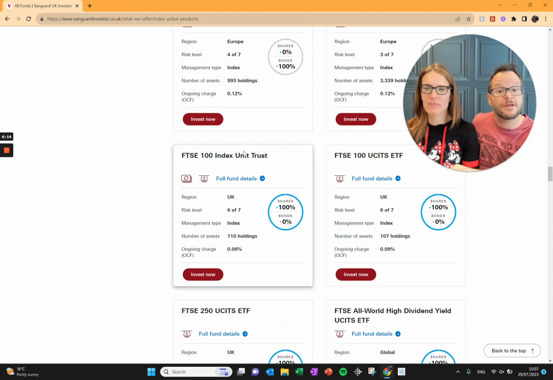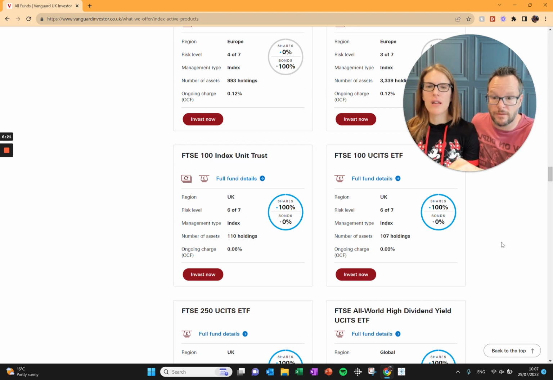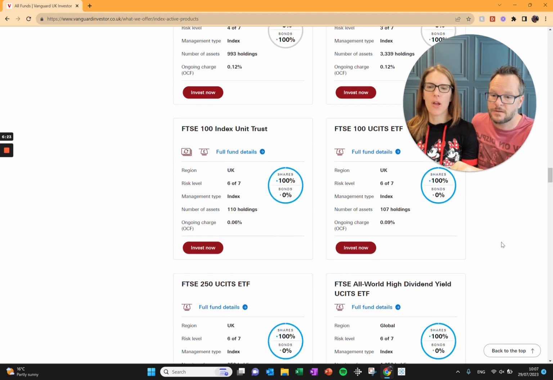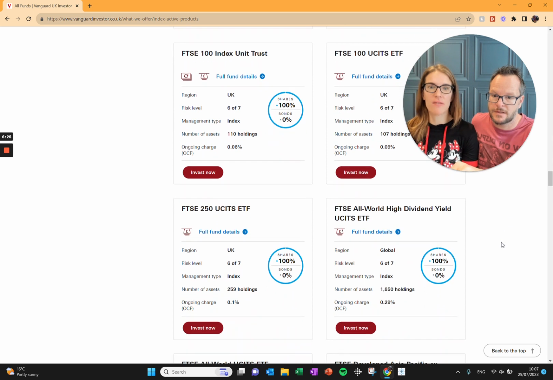FTSE 100, that's the 100 biggest companies in the UK. We would not do that because it is country picking. We don't country pick. So we think it's best to invest in a global fund that's diversified across all countries, all companies, all industries. So here's the first one we found.